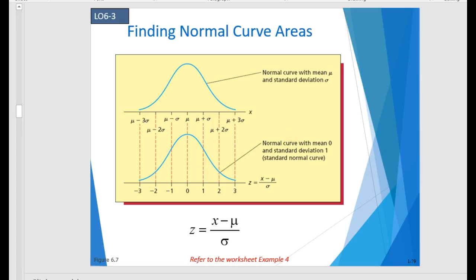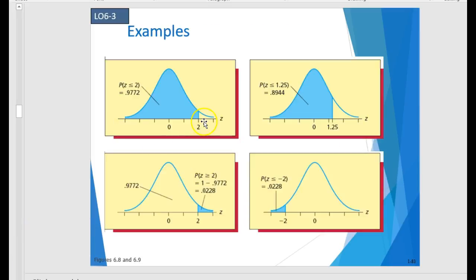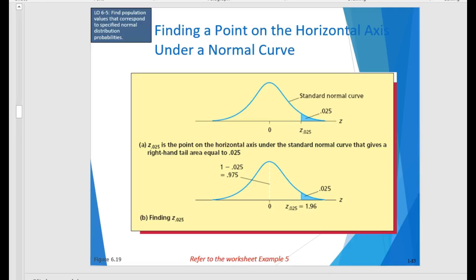So I'll go back here. This is just a shot of the table, and we're going to use this in a little bit. And these are just pictures of calculating the probabilities. Let's just start working on problems. You guys can go back and look at these slides as you would like, but the video is running a little bit long, so I'd rather just get into problems.